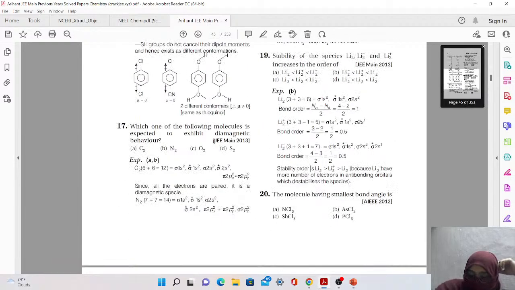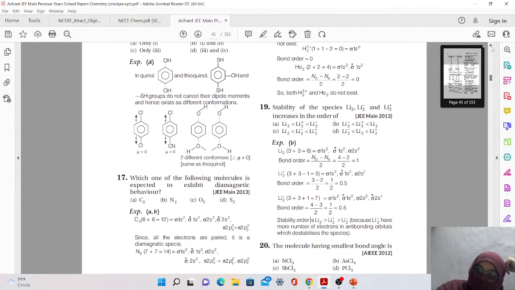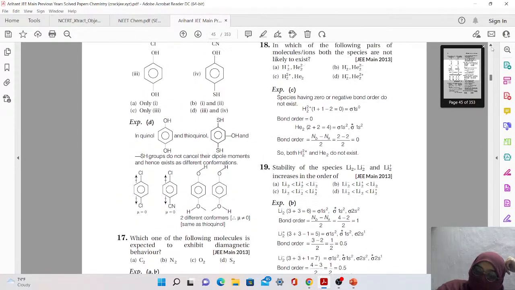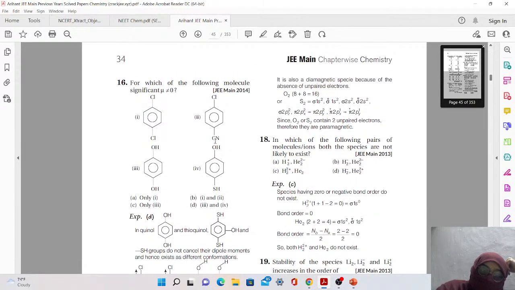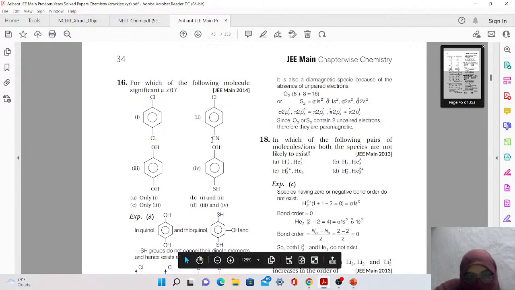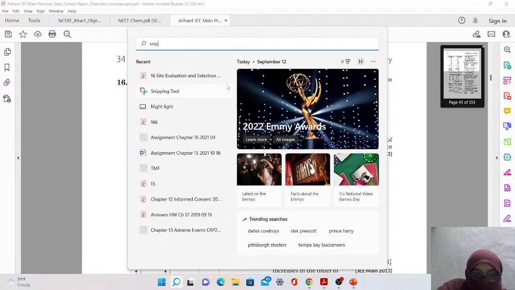Let me tell you, this concept slightly belongs to organic chemistry as well as inorganic chemistry. This concept belongs to both. So the dipole moment came, so I'll be discussing here. I'll do one thing. I'll just draw these structures. Wait, I'll give you a better explanation.